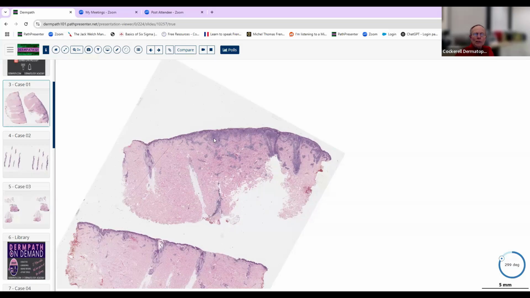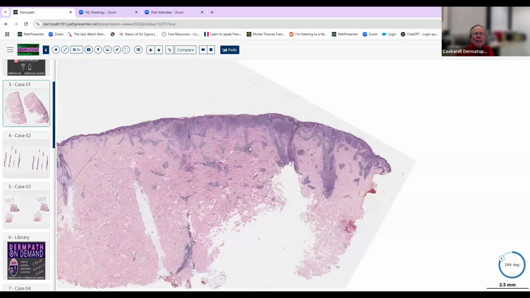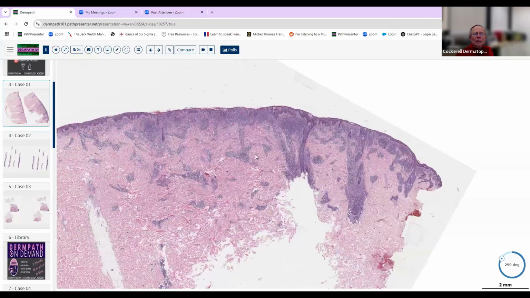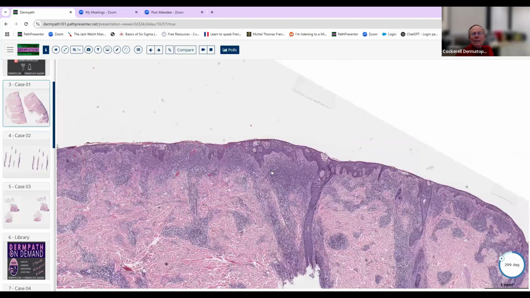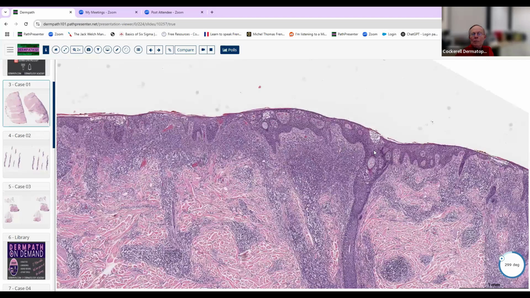As we look at low power, you can see that these cells are present in a band-like fashion in the papillary dermis. There's also some involvement down in the reticular dermis, maybe even tracking down that adnexal structure, but it's got that band-like fashion. And as we go to higher magnification, you see that they definitely are lymphocytes, and they are filling the papillary dermis.